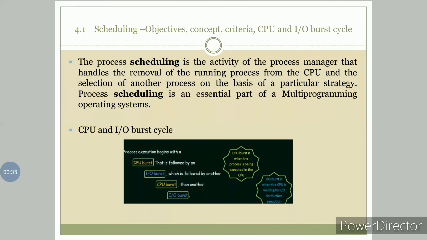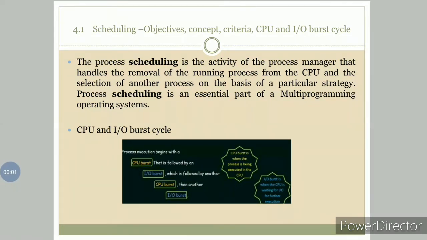So process scheduling is an activity of the process manager that handles the removal of the running process from the CPU and the selection of another process on the basis of a particular strategy. A particular strategy means an algorithm, like the various scheduling algorithms which have to be followed by the system. So that is the strategy.